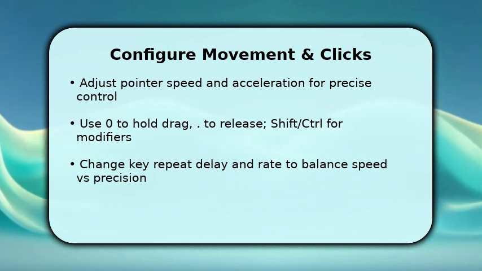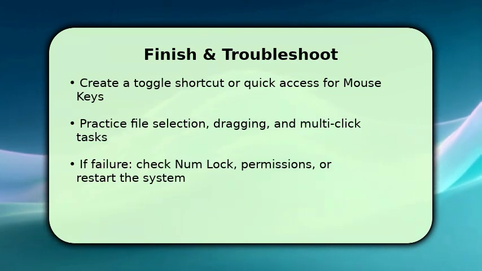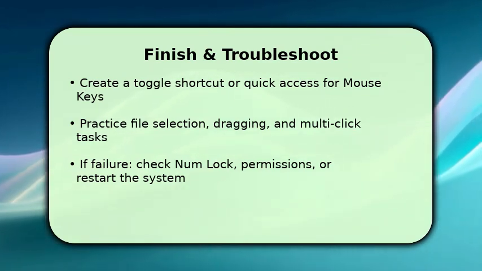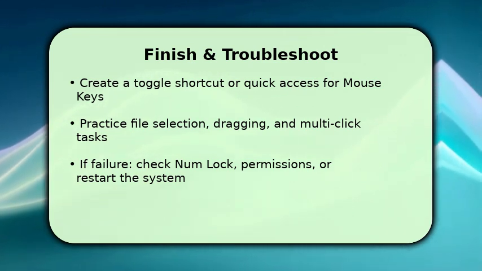To finish, create a quick toggle or shortcut so you can enable mouse keys instantly when needed. This prevents accidental cursor jumps. Practice typical workflows, selecting text, dragging windows, and double-clicking icons so your fingers learn the new rhythm.